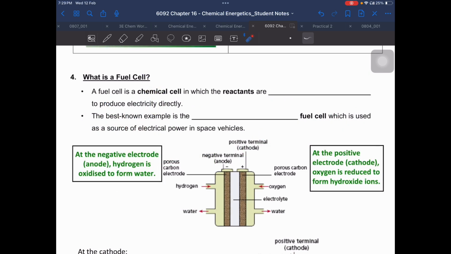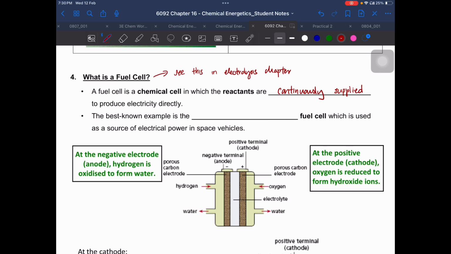Next, let's take a look at the concept of the fuel cell. A fuel cell refers to a chemical cell in which the reactants are continuously supplied to produce electricity directly. Even though we are learning about the fuel cell in this current chapter, we'd like to let you know that eventually we'll come back to this concept again. You'll see this in the chapter on electrolysis, right? And after having learned about electrolysis in class, you will have a better understanding and be able to better appreciate what you're looking at over here.